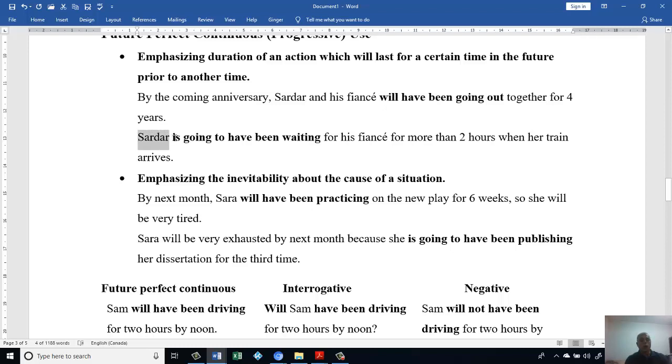Serdar is going to have been waiting for his fiancée for more than 2 hours when her train arrives. If you look here, Serdar is going to, this is future. Then we make it future perfect: we added have been. Then we make it future perfect continuous, then waiting, we added to it. Okay, let's look at other sentences.